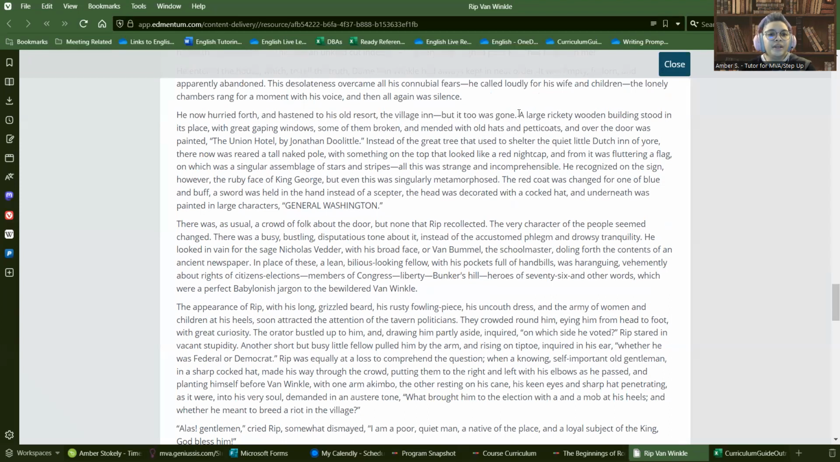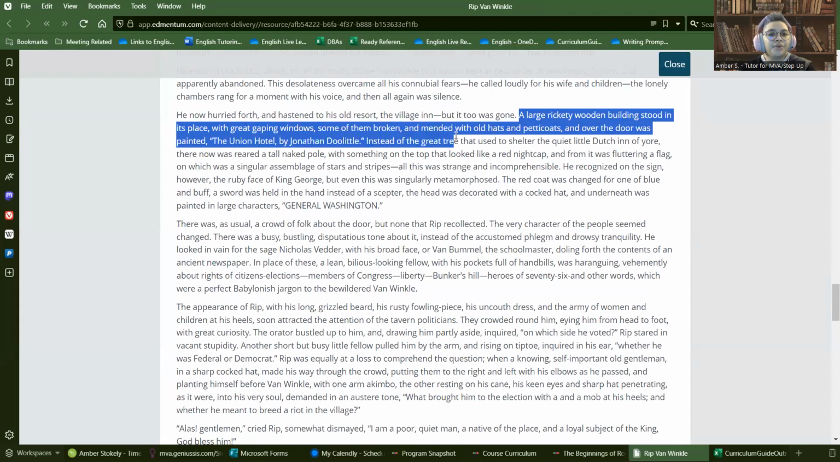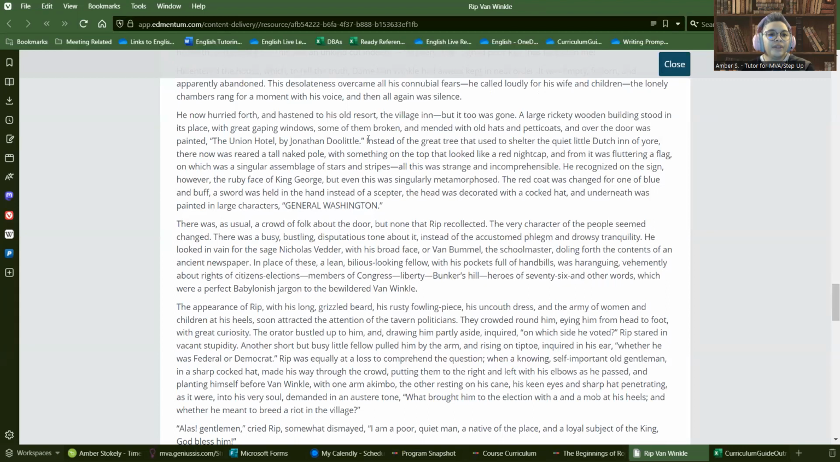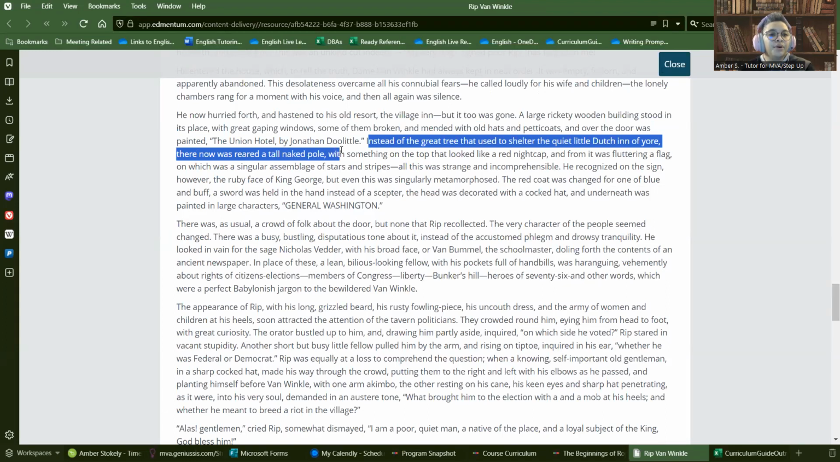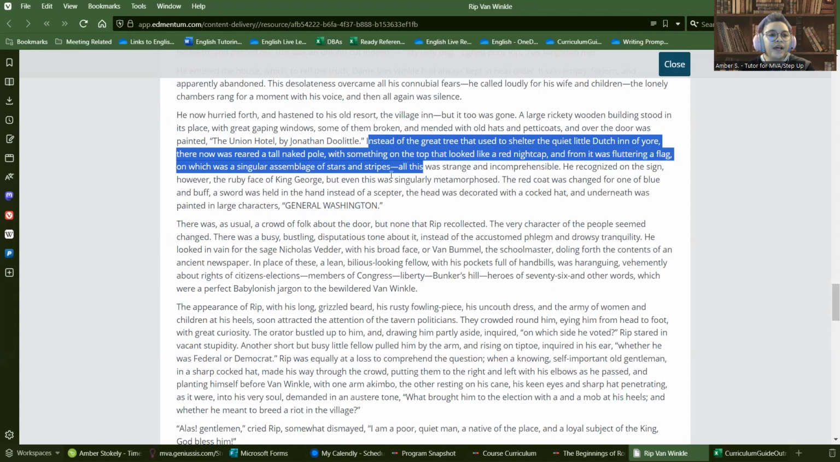A large, rickety wooden building stood in its place, with great gaping windows, some of them broken and mended with old hats and petticoats. And over the door was painted the Union Hotel by Jonathan Doolittle. So this is a completely different inn building than he used to hang out at before. Instead of the great tree that used to shelter the quiet little Dutch inn of yore, there now was reared a tall naked pole with something on the top that looked like a red nightcap, and from it was fluttering a flag on which was a singular assemblage of stars and stripes. All this was strange and incomprehensible.